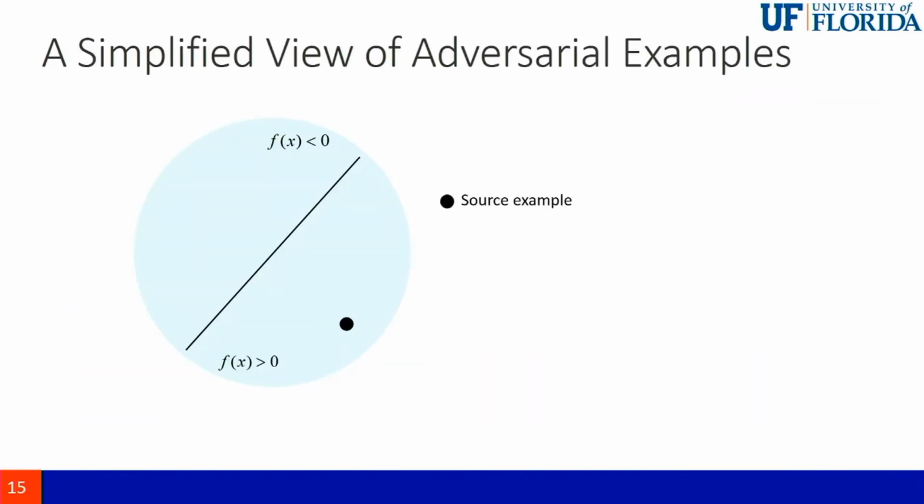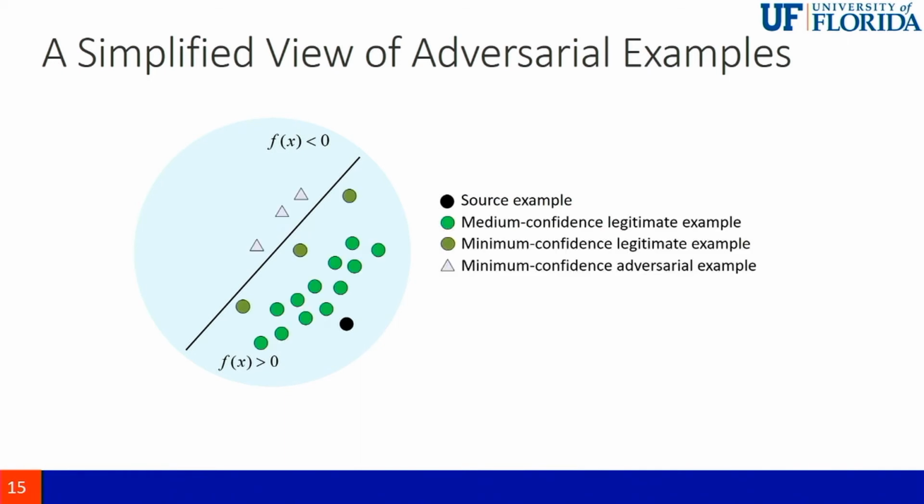So here is a simple view, step by step. Let me show you a simplified view of an adversarial example. So first, you normally have a source example, the source image. The source image is to the right of the bar, assuming that the bar is the boundary of the machine learning model. So when you're adding perturbation, you would generate a lot of examples. And this green circle is still a legitimate example, which means that the perturbation is not large enough, so that the classification is still correct.